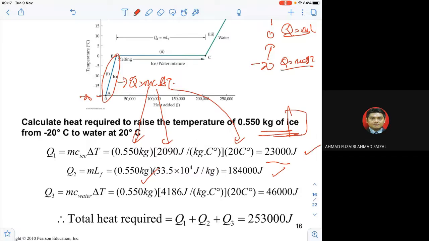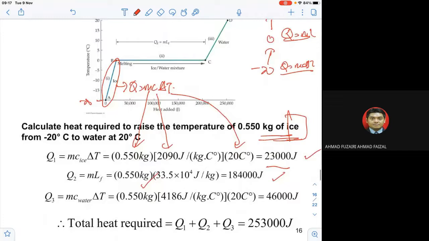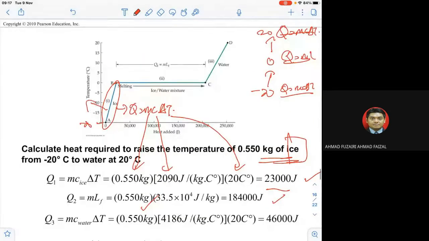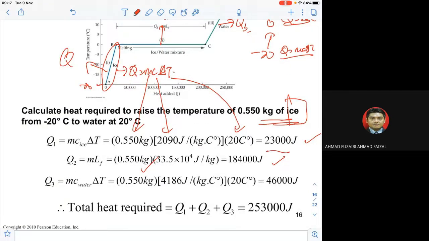And in the end, we calculate the Q3. This one is Q1, this one is Q2, and this one is Q3. So MC water, look at how they did it. 0.55 is the mass, but at that time it has already turned into water. So we use the specific heat of water times 20, then you will get 46 kilojoules. So the answer is the total heat: you add everything to get 253 kilojoules.